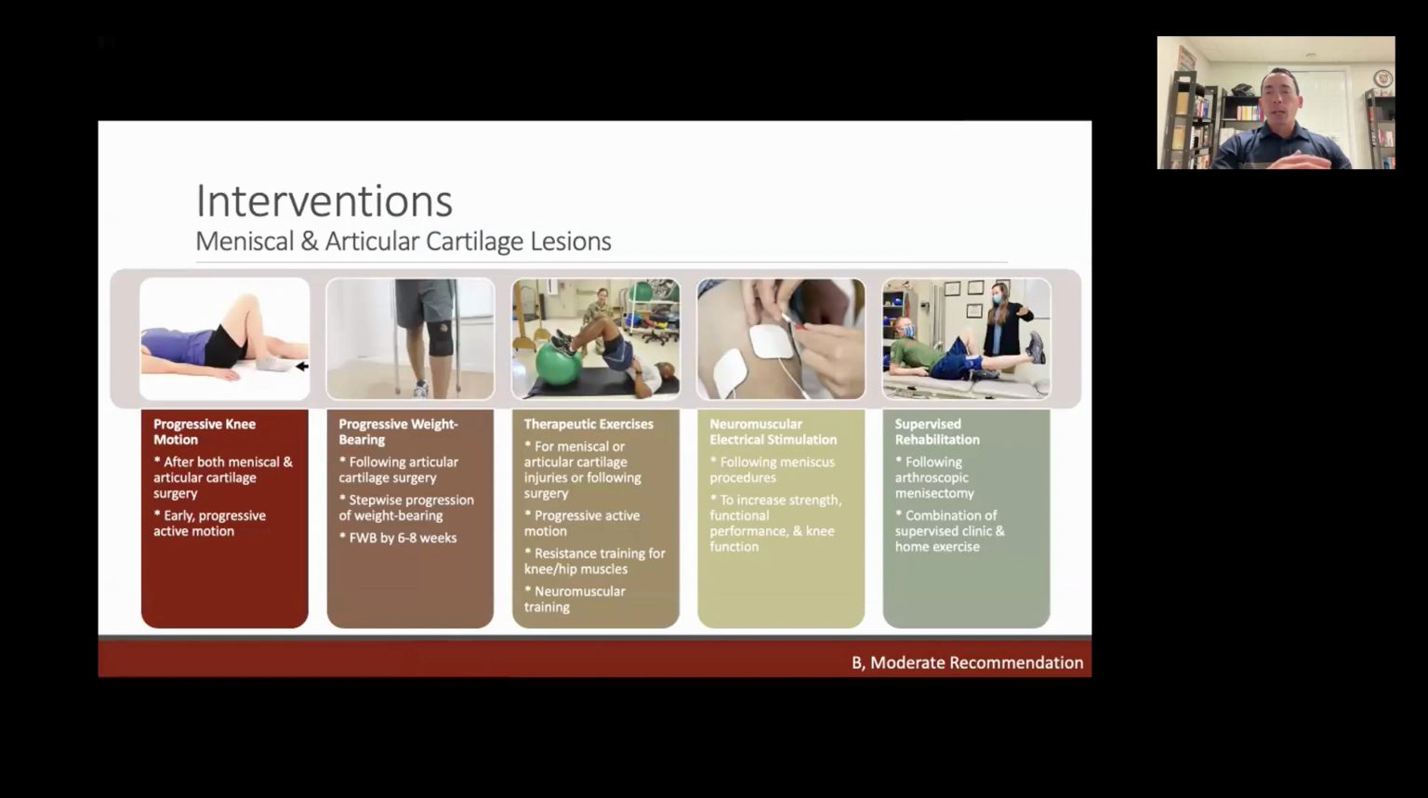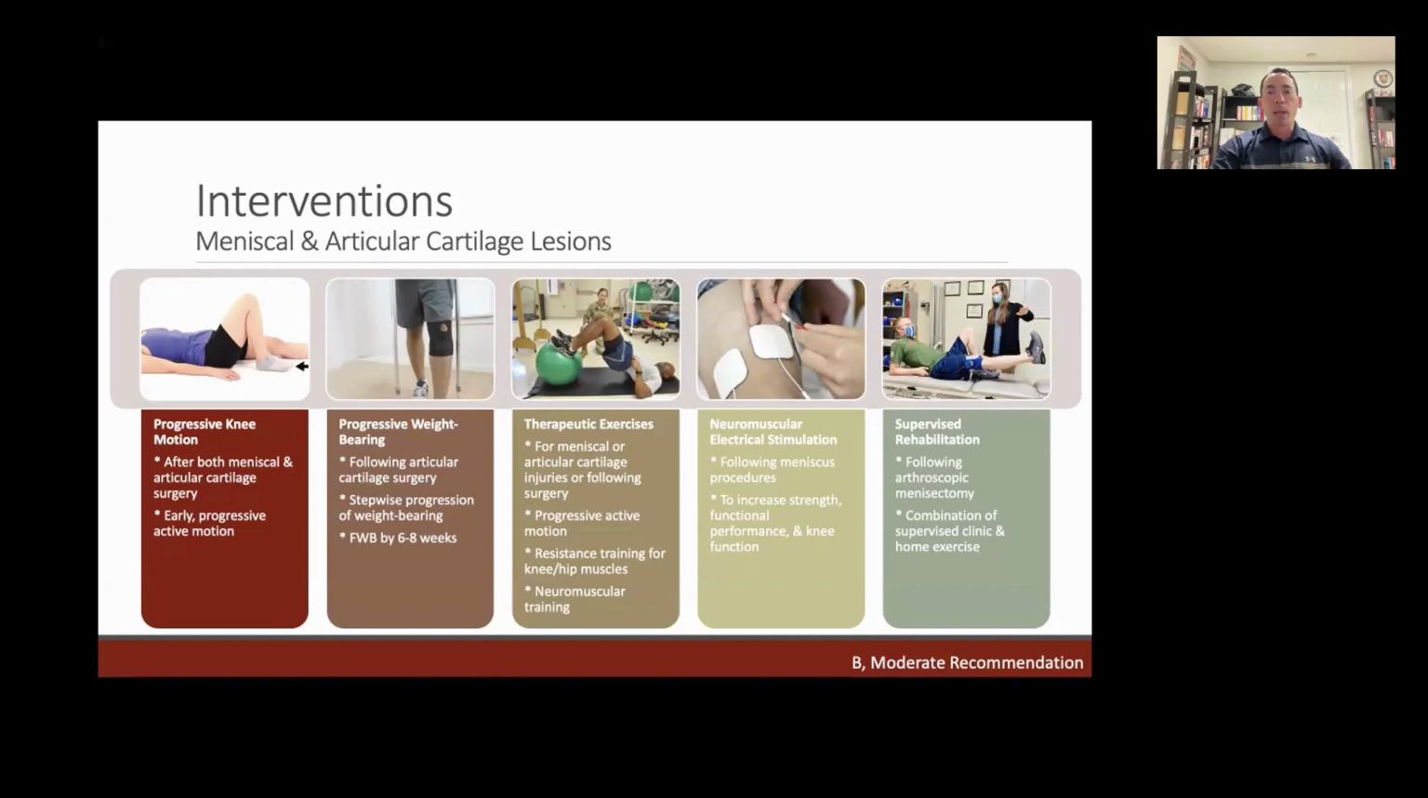Now, as with knee ligament sprains, there are many interventions available in the rehabilitation of patients with meniscal and articular cartilage lesions. And as there's not as much research on interventions as there was for knee ligament sprains, we're going to focus here on those interventions that at least have a B level evidence with moderate recommendation in the clinical practice guidelines. But again, even in the clinical practice guidelines, they still use the language "should do" when they're describing these interventions.